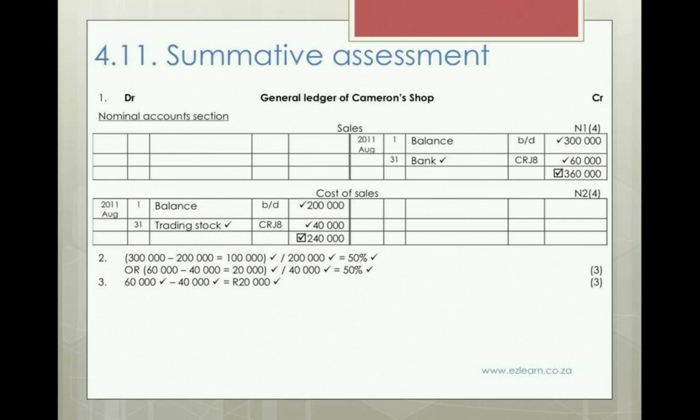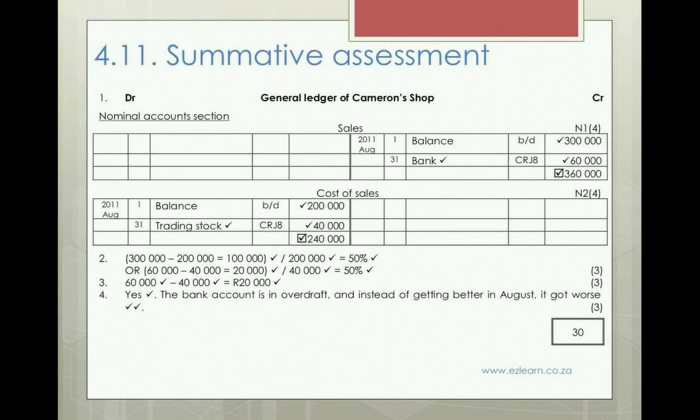Question 4. Do you think the owner should be concerned about the cash flow of this business? Yes, absolutely. The bank account was in overdraft at the beginning of August, and instead of getting better and receiving more money during the month, it actually got worse and ended with an overdraft that was worse than what it started with. That's worth 3 marks, 1 for saying yes and 2 marks for your explanation.